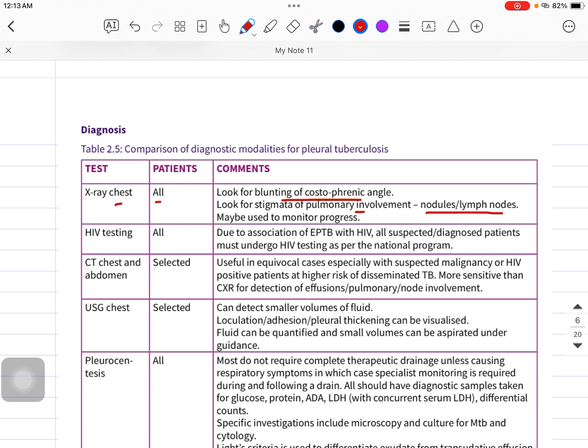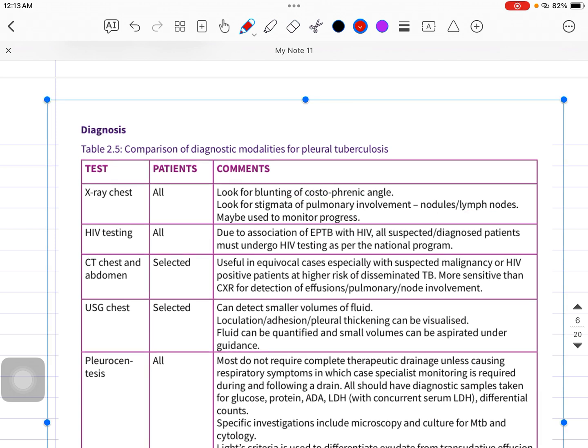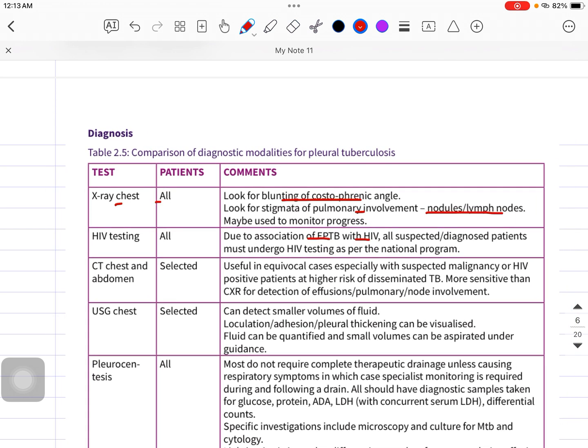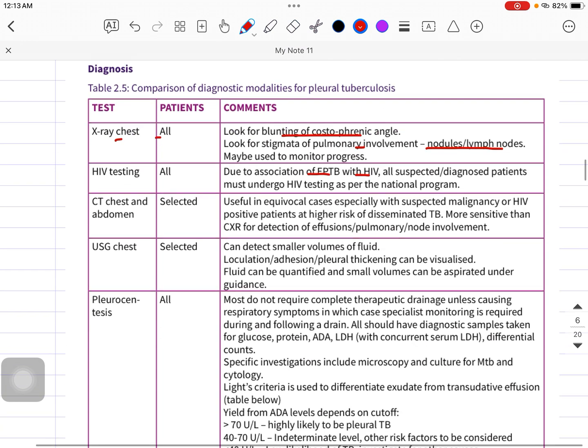What about the HIV testing? It is mandatory for all the patients. So whatever TB patient we are seeing, we should be doing the HIV testing for such patients, right? Due to the association of EPTB and HIV, because they are very commonly involved, very common friends basically, all suspected or diagnosed patients must undergo the HIV testing as per the national program. So one thing is about this chest radiograph, and the second thing is that we should be doing the HIV testing.